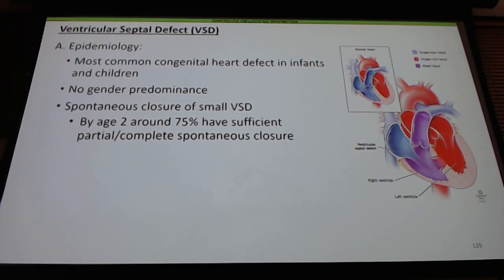Then we move down and talk about ventricular septal defects. We talk about how this is the most common congenital heart disease that you're going to see in your patients. Fortunately, the vast majority of patients are going to have this heal on their own without us having to do anything about it.